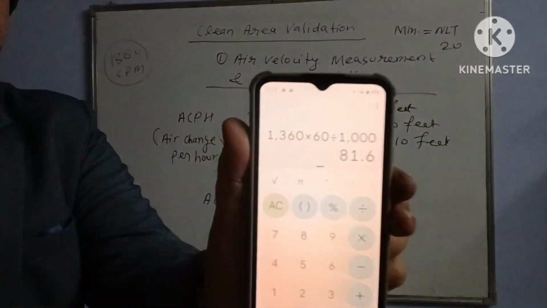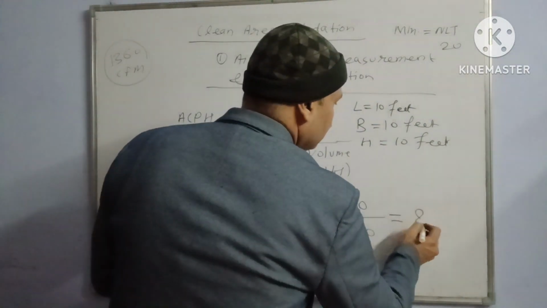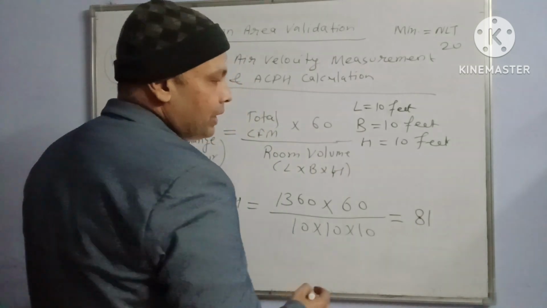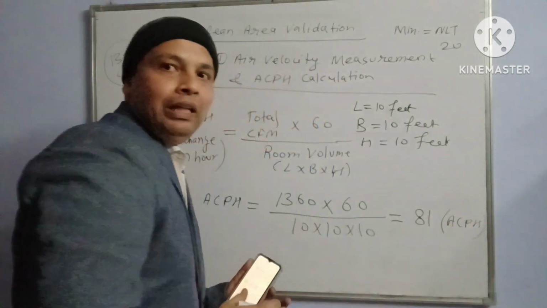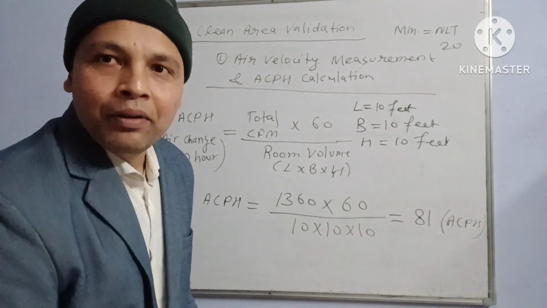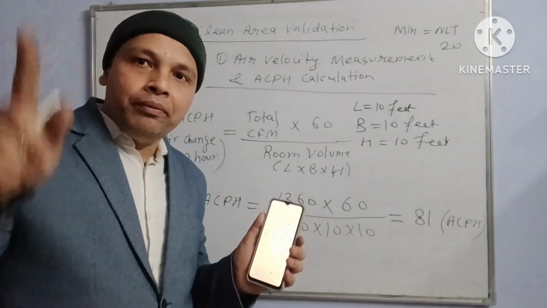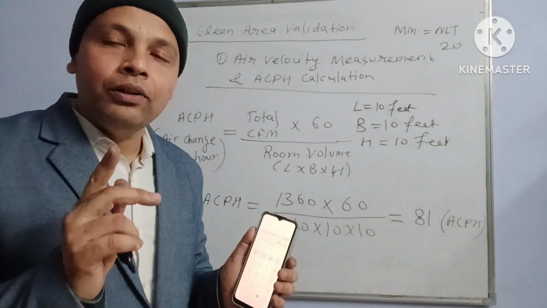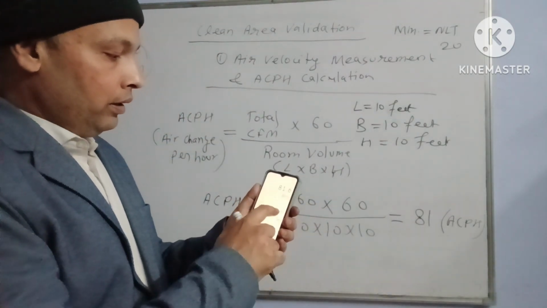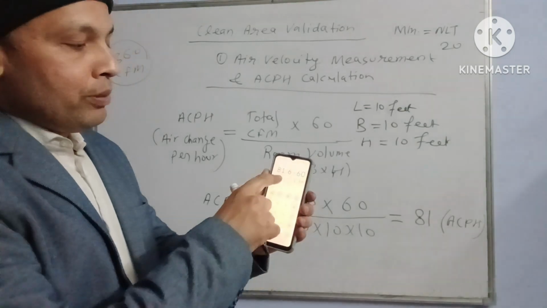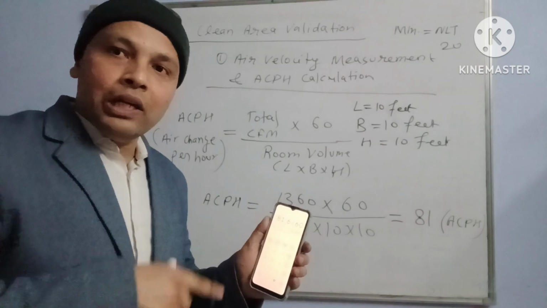We are getting 81 ACPH, okay. It means the room air is changing 81 times per hour. Per minute, if we divide this by 60, it is 1.3, so 1.3 times the room air is changing in one minute.